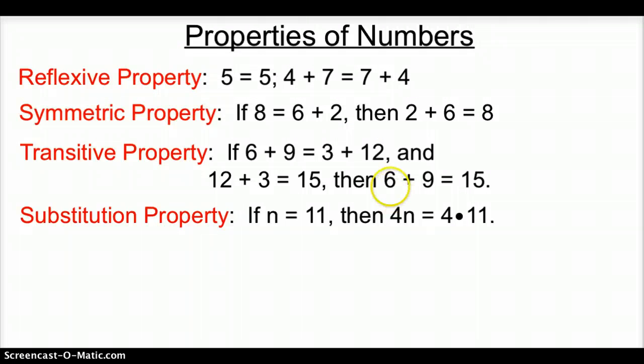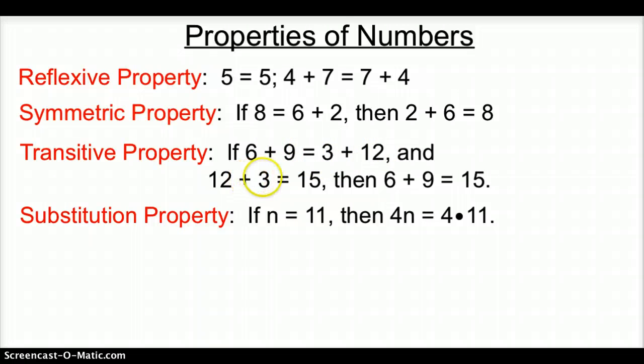Now let's get into some properties. The reflexive property. All it states is if 5 equals 5, then you could also have a number plus a number has to equal the same thing plus a number plus a number. So it would be 4 plus 7 is the same thing as 7 plus 4. Symmetric property. If 8 equals 6 plus 2, then 2 plus 6 better equal 8. Transitive property. All it states is if one thing equals another thing, and that thing equals a third thing, then the first thing has to equal the third thing. Got it? So here we have 6 plus 9 equals 3 plus 12.